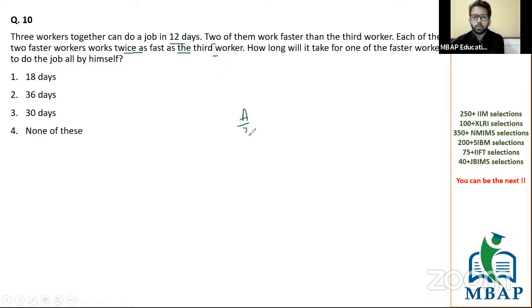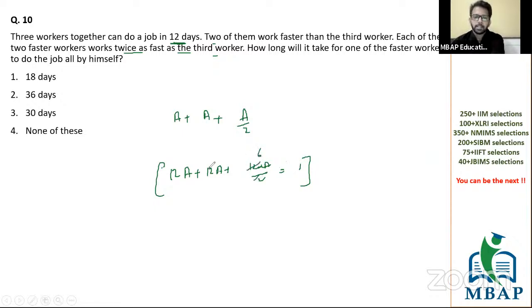If the third worker works at the efficiency of A by 2, the other two will be working at a speed of A and A. That's what the efficiency is, no? If one of them is working at the efficiency of A by 2, the other two will be working at the efficiency of A and A, double, right? Together, they have completed it in 12 days. So the amount of work each of them will do is 12A, 12A, and 12 into A by 2. This total should be equal to the total work done, which is 1.